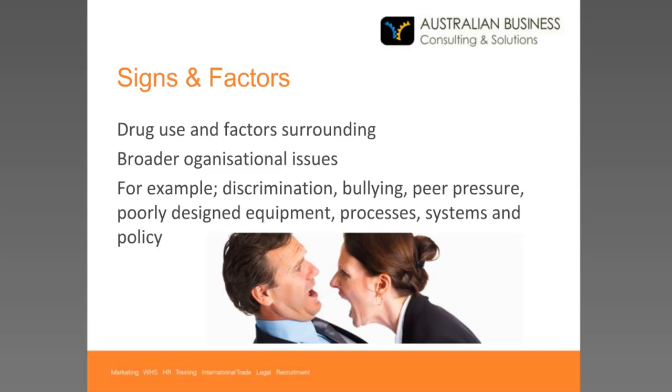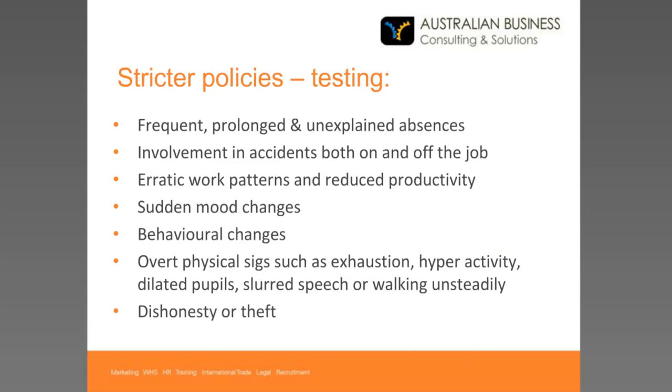So thinking about some of those signs and factors surrounding drug use and those broader organisational issues. Our research tells us that WorkCover breaks these down as some of the signs and factors, and they include frequent, prolonged and unexplained absences, involvement in accidents both on and off the job, perhaps erratic work patterns and reduced productivity, and possibly even indifference in personal hygiene. There could even be sudden mood changes, behavioural changes, deterioration of relationships, and even all the way down to dishonesty or theft. It's not sounding good.